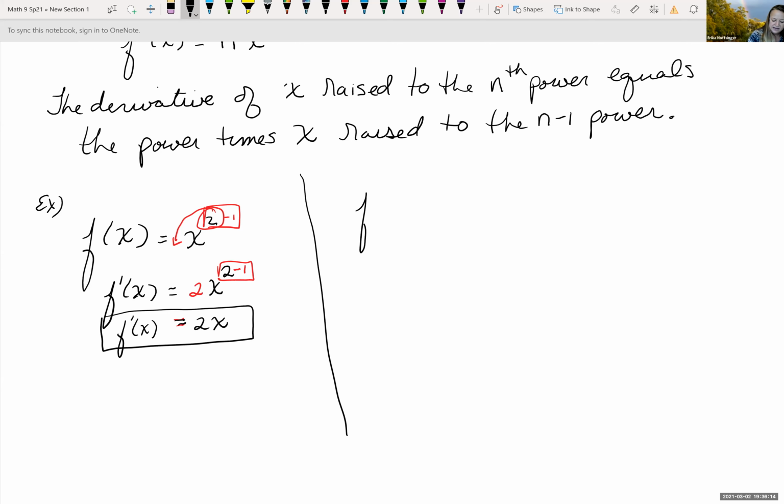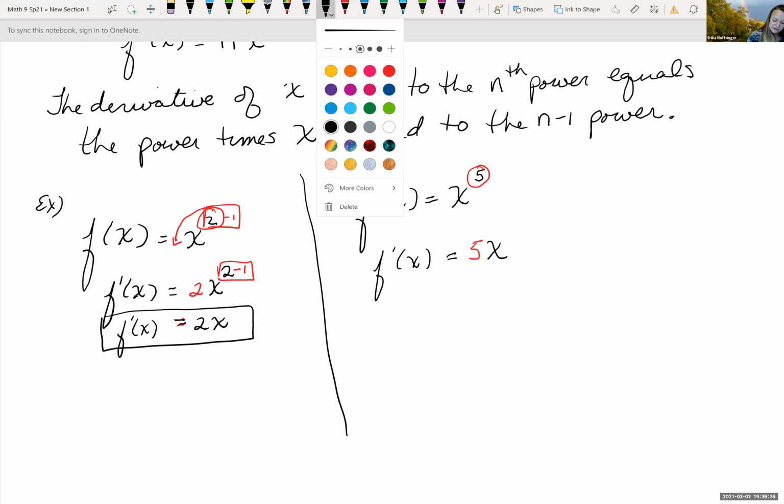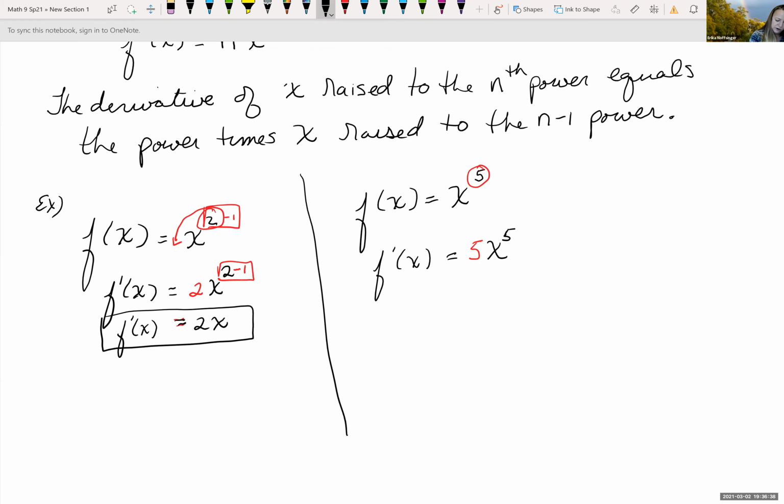If I had f of x equal to x to the 5th power, 5 is a real number, so by this rule, I bring my power down front. Then I have x, and I subtract 1 from that power, so now I have 5 minus 1. So f prime of x is equal to 5x to the 4th.